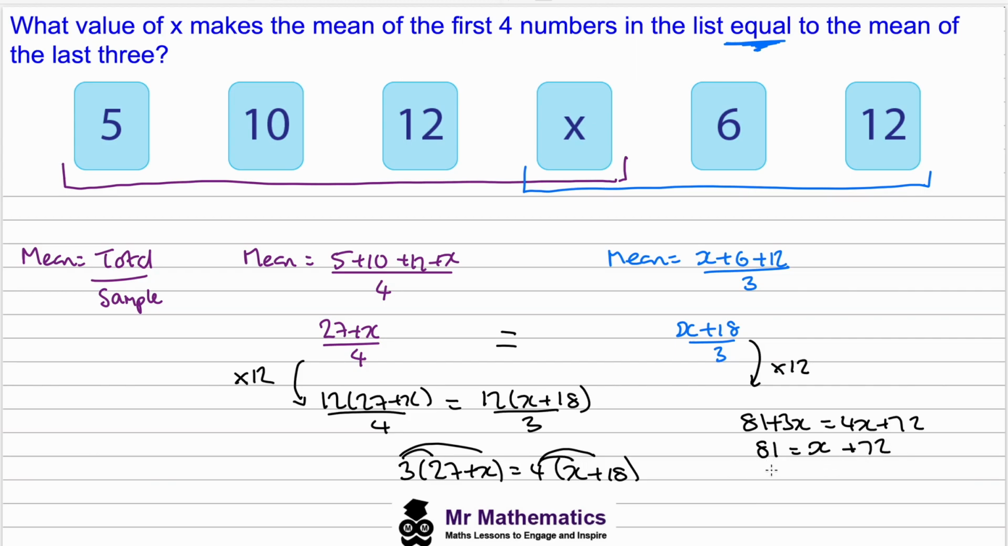So 81 take away the 72 will give us 9. And this will be the value of x. Okay?